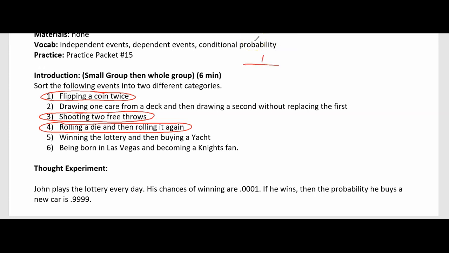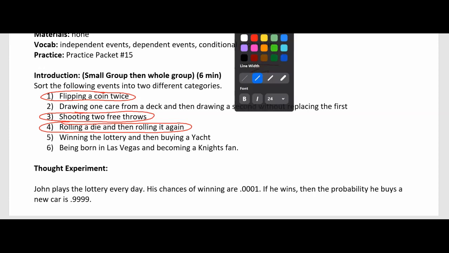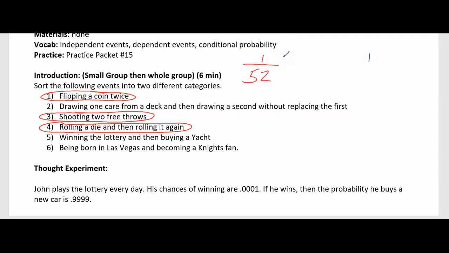Right? The first time, let's say you want to draw the jack of hearts. Well, the first time you've got a 1 out of 52 chance for the jack of hearts. There's 1 jack of hearts, there's 52 cards. Well, the second time, after the ace of spades is removed, you have a 1 out of 51 chance. Because there's still 1 jack of hearts, but there's one fewer card in the deck. So the probability of the second draw is affected by what happened during the first draw. Same thing with 6.